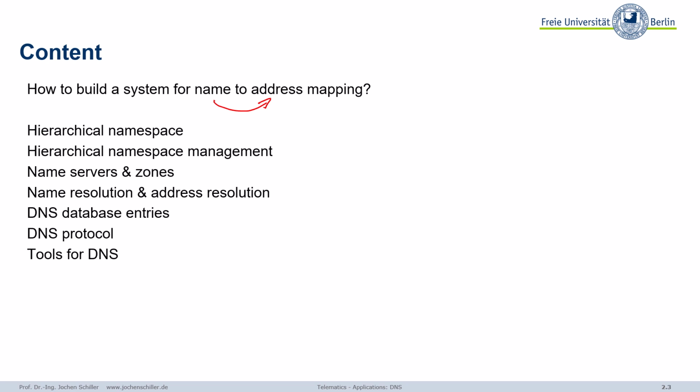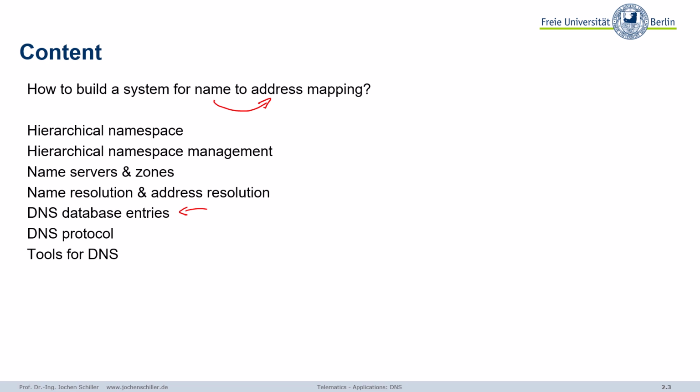Well, maybe this sounds simple. Well, it's a kind of a phone book, but we will learn it's not that simple. We need something hierarchical, namespaces. We have to manage this because we have millions of names, different so-called zones, servers, a huge database. We need a protocol to exchange entries from this database.